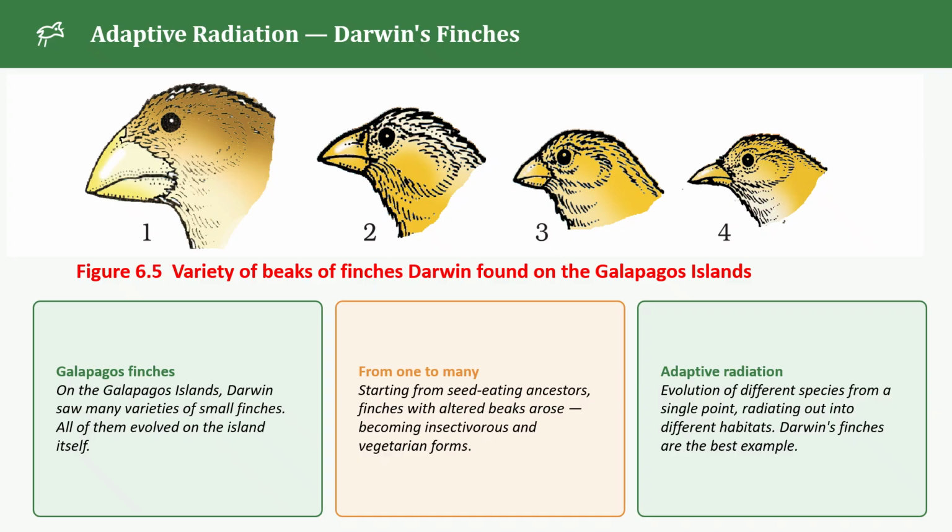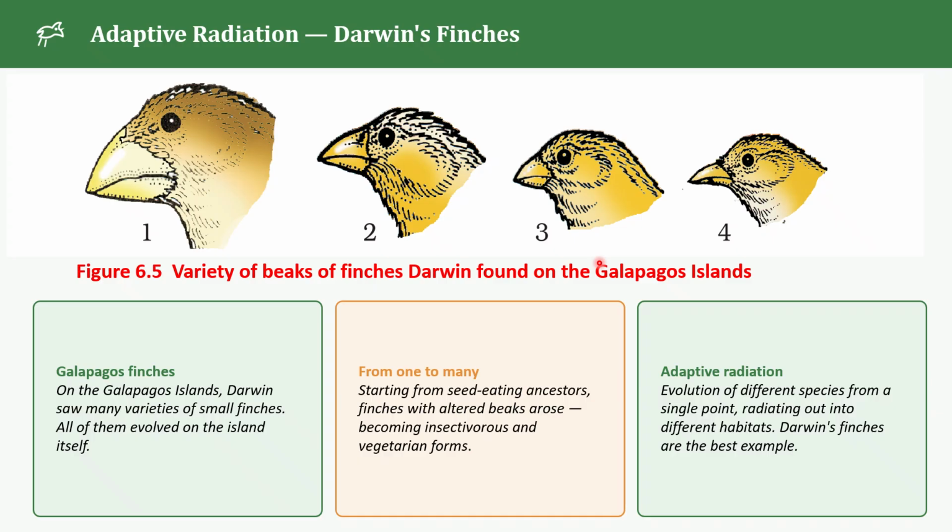Where did he visit? Galapagos Island. There he noticed something very interesting. He found many small black birds known today as Darwin's finches. At first glance, they looked similar. Here is a picture of Darwin's finches. At first glance they look similar, right?